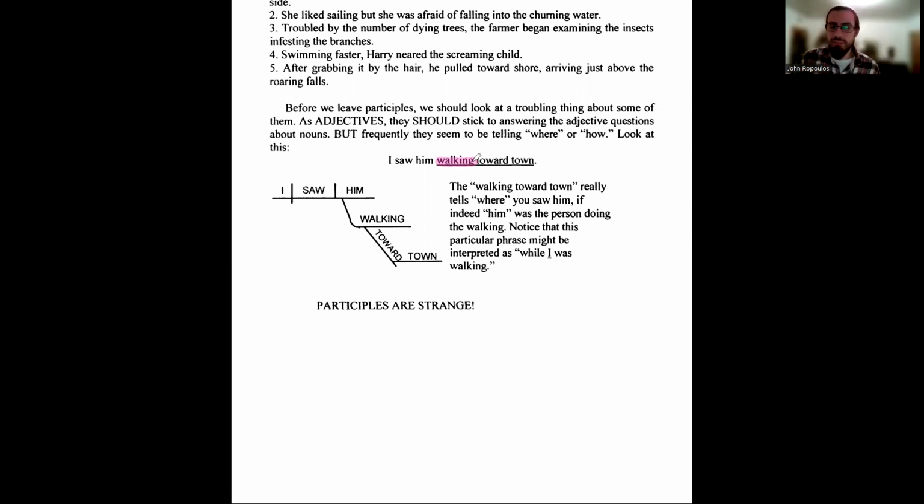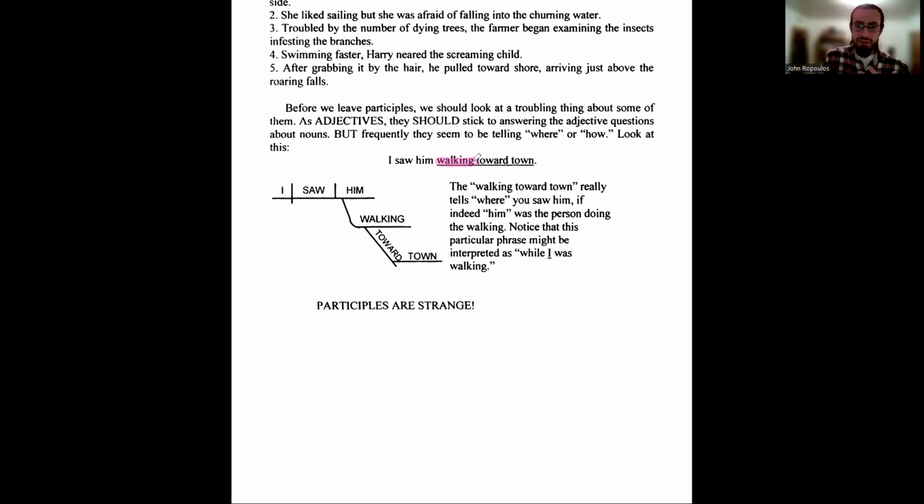Notice that this particular phrase might be interpreted as while I was walking, right? I saw him walking toward town. So in this sentence, I saw him walking toward town. Walking toward town could either modify him, right, or saw. If it modifies him, then it's the person, him, that's the person walking toward town. If it modifies saw, it's talking about you, the subject, I. You could phrase it like this: I, walking toward town, saw him, right? Both are grammatically possible.